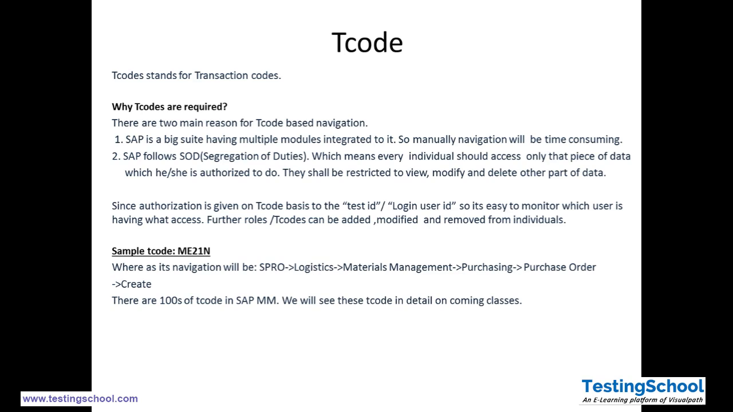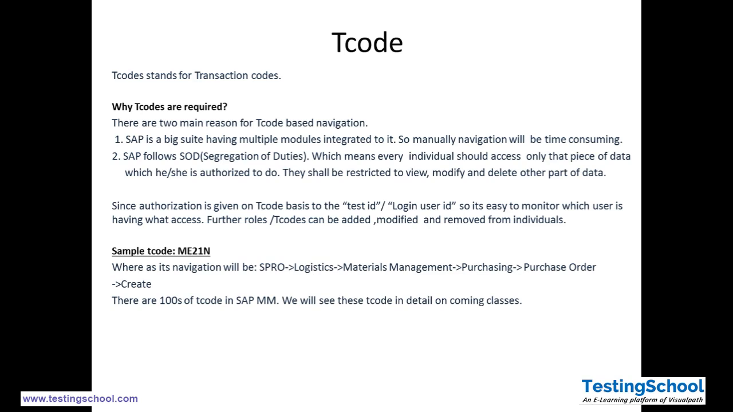The reason being that where a suite is supposed to throw an error, an authorization error because authorization is not there, the suite will still run smoothly. Then SOD will not be tested. Since authorization is given on a test case basis, with a test ID or login user ID, it is easy to monitor which user has what access. Further, roles and T codes can be added, modified and removed from an individual based on the scenarios.